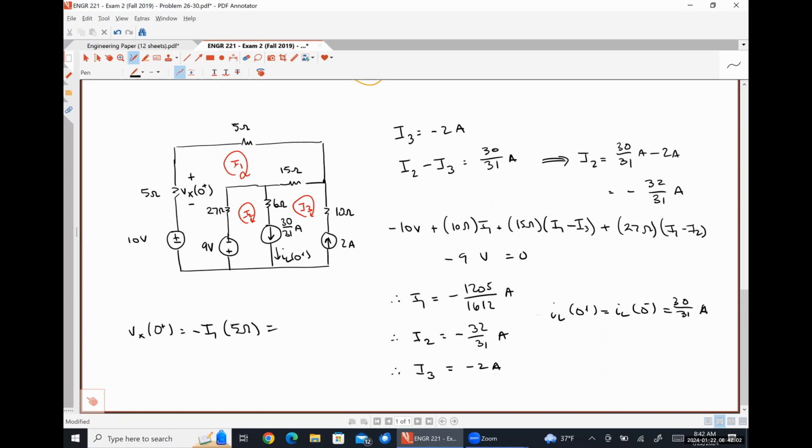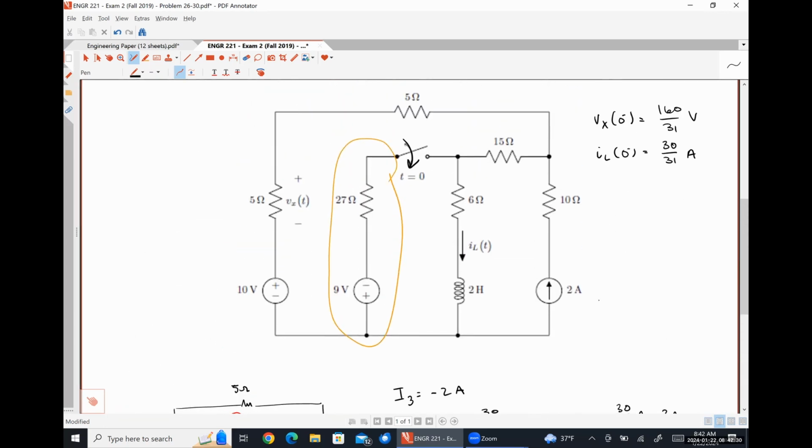So that is going to be positive 1205 over 1612 times 5, which comes out to be 3.738 volts. Not entirely sure why the calculator didn't give it to me in a fraction, but that's fine. So let me write this stuff down.